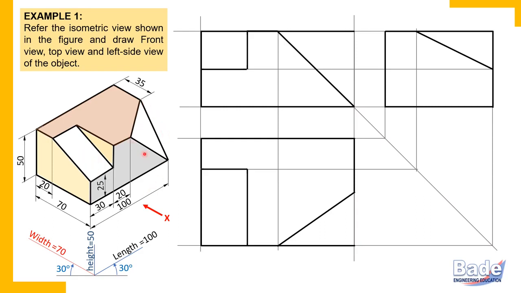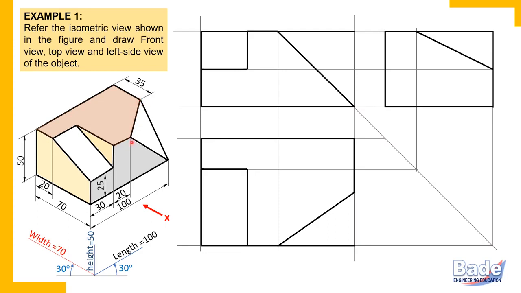Now finally, this triangular surface. Try to understand. All are non-principal edges. As I told you, non-principal edges are to be drawn by joining ends of principal edges. So let's draw in the top view, this edge.